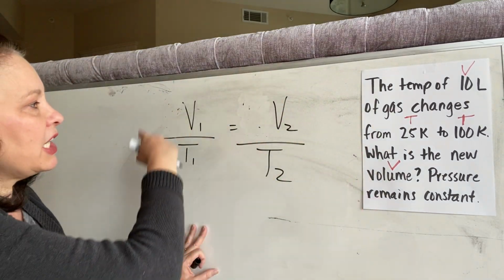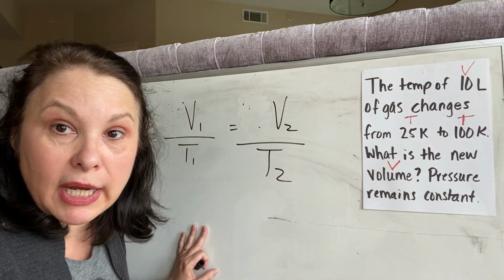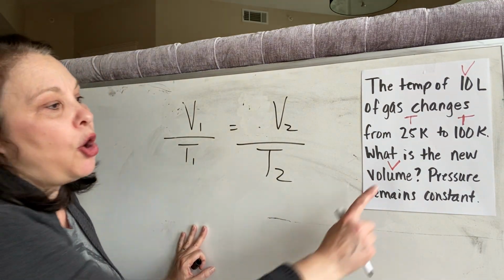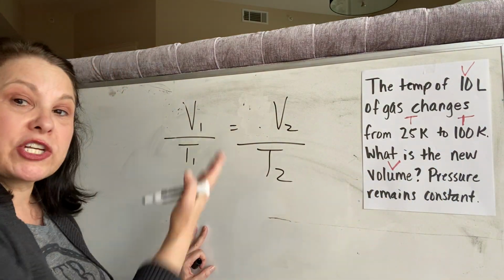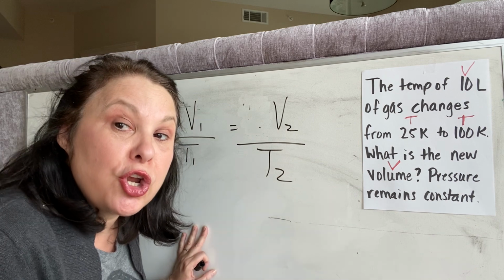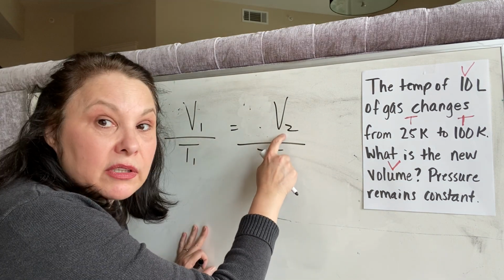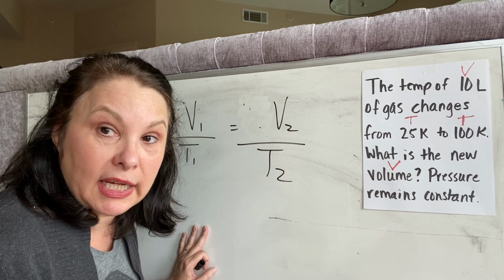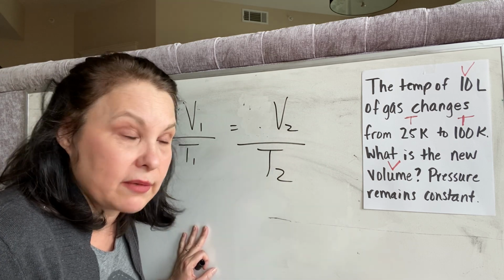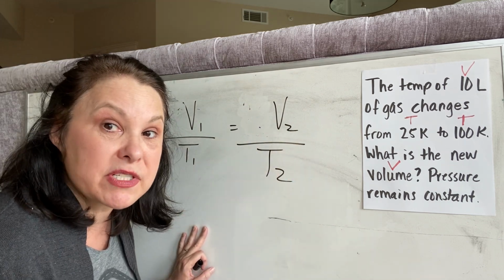That means all I got to do is insert those numbers where they go, okay? Now, I know I'm solving for the new volume. So which one of these V's is the new volume that I want? That one. The new is the second one. It's the final one, okay? It's the after one. So this is going to stay a V. That is my unknown I'm solving for.